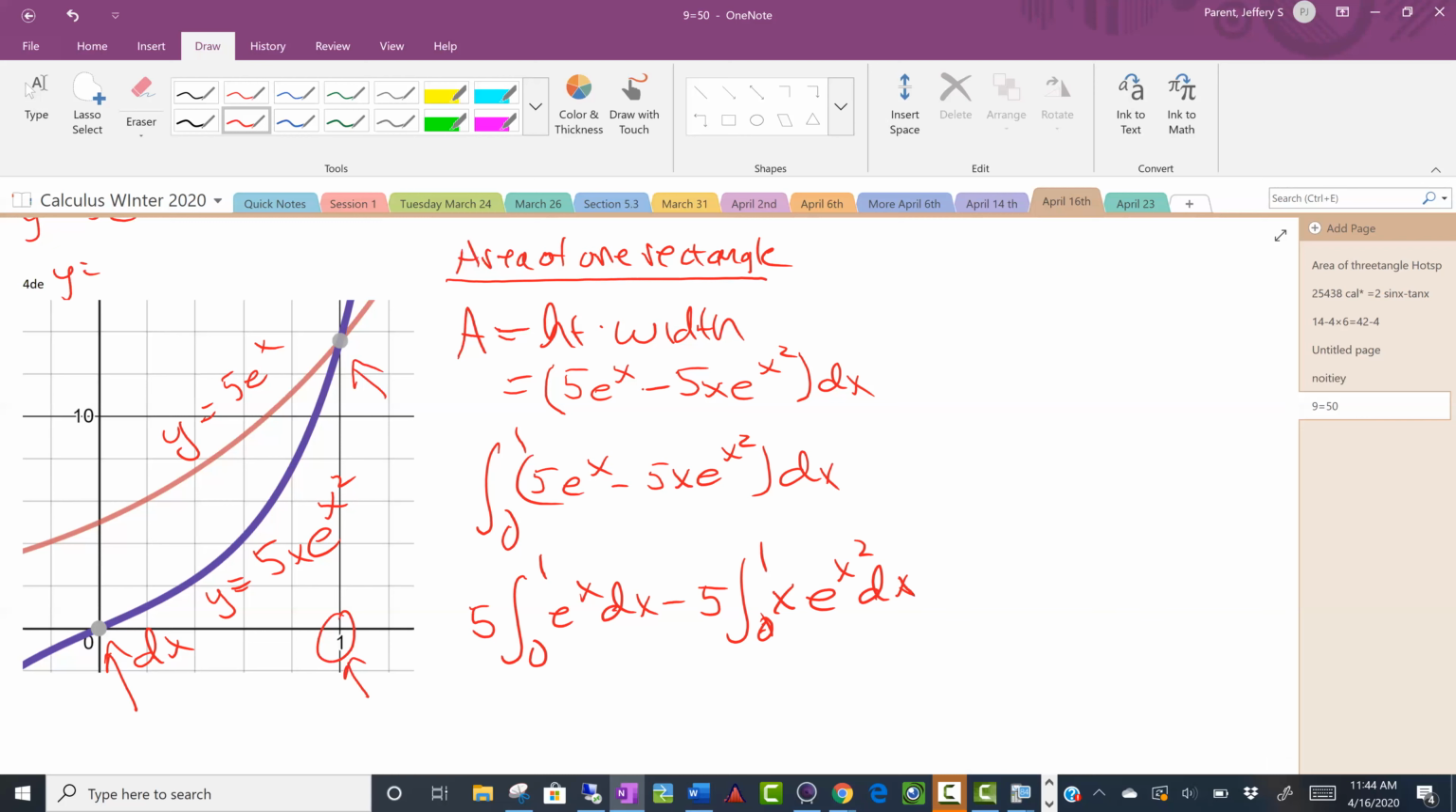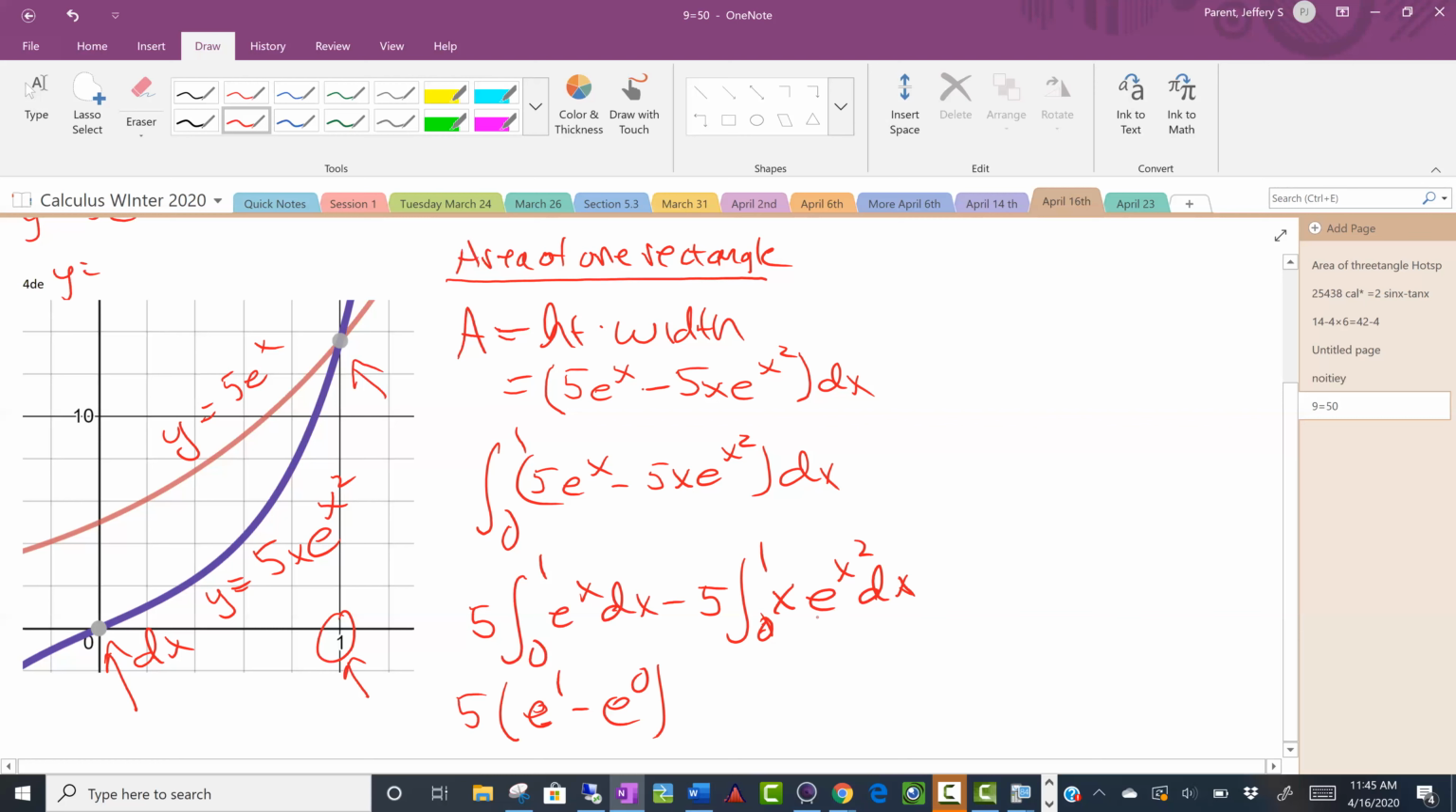This one, the antiderivative of e to the x is just e to the x. So I'll get e to the 1 minus e to the 0, which is going to be e minus 1. E minus 1, yep. All right, so we'll just leave that one alone. Let's focus on this one because that one's going to need more work. In order to integrate this one, you can't do it directly. You need to make a u-substitution.